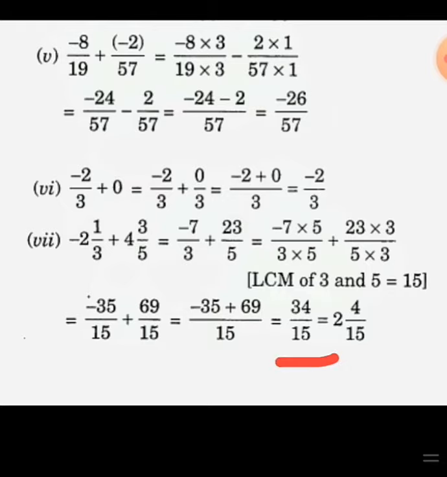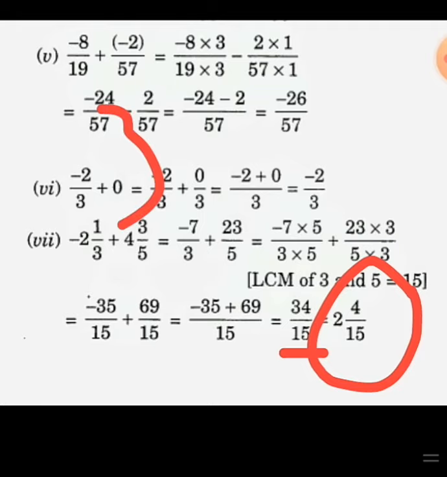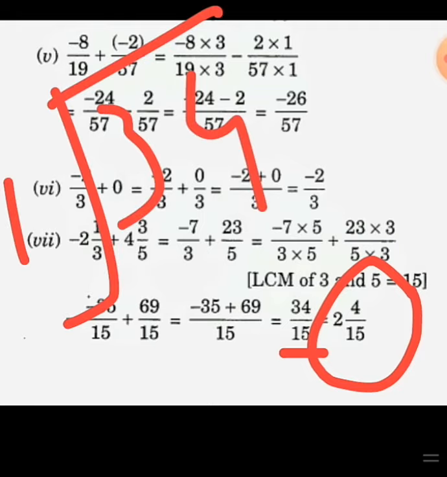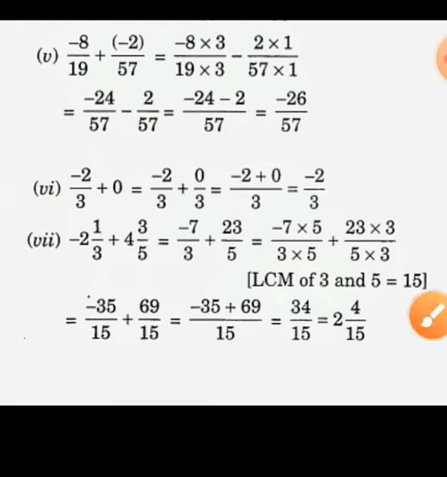Now again, 34 upon 15 you can convert into a mixed fraction. Okay, we have seen in the previous sum we got the same answer 34 upon 15. So 34 upon 15, if you write till here then also it is correct. This is also a correct answer. Or if you wish you can convert it into a mixed fraction. Divide 34 by 15. Okay, and after dividing you will get this answer. 2 integer 4 upon 15 will be your final answer of the 7th one. So this was question number 1 of exercise 9.2. Hope you understood.